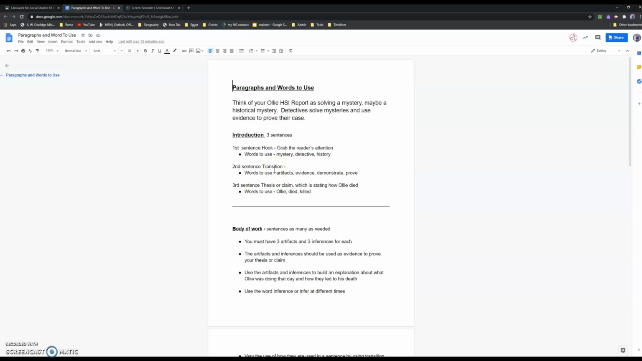The transition sentence. You want to transition from this idea here to your thesis. Maybe the words artifacts, evidence, demonstrate, and prove, because you're going to start to introduce your evidence, the fact that you're going to produce artifacts and inferences in your body of work. The third sentence, or the claim, or thesis, I should say, is going to be how Ollie died, basically, and what he was doing that day. So you could use words like Ollie, introduce Ollie, his name, and that he died and was killed in some way, shape, or form, or somehow he was killed.